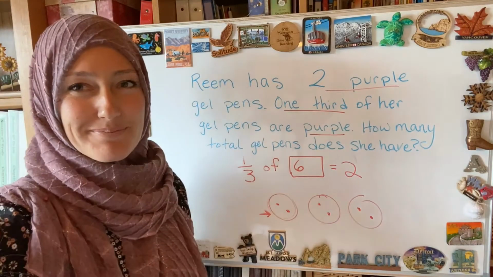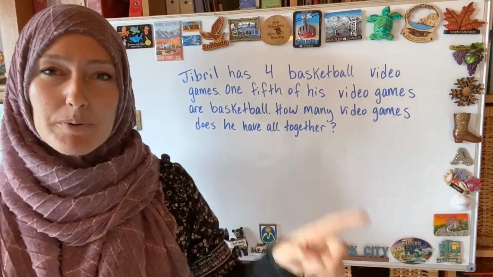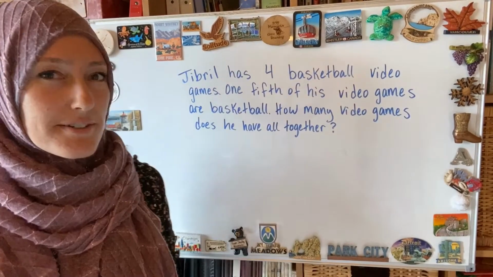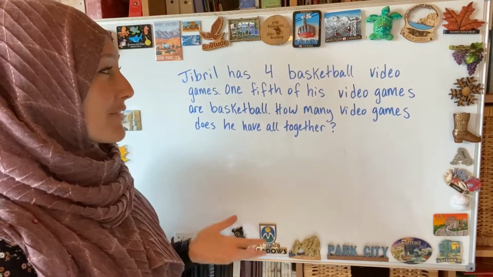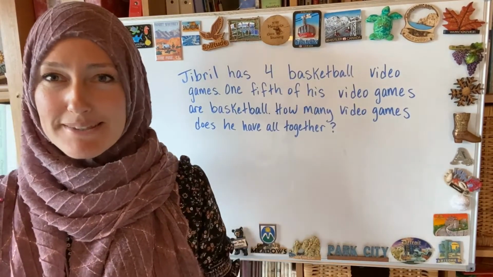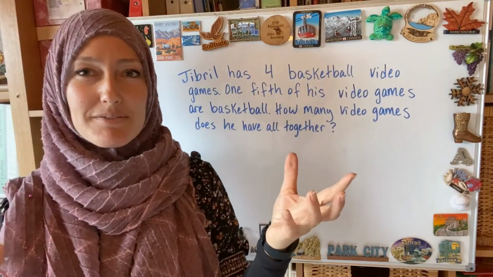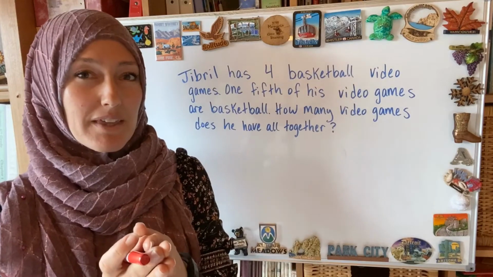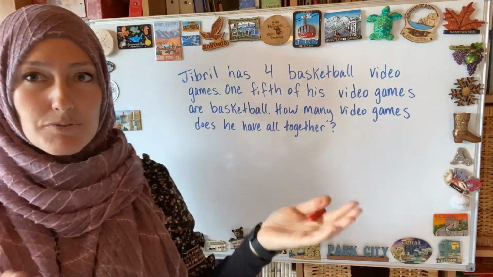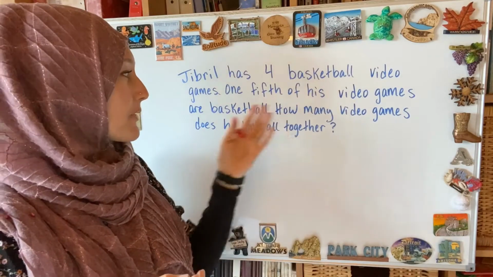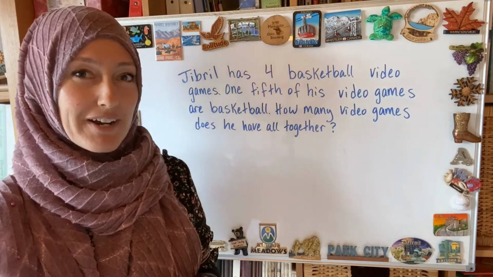So here's one more. Okay, so we want to focus on the important information. Read it once, read it twice to understand. So Jabril has 4 basketball video games. 1/5 of his video games are basketball. How many video games does he have altogether? So 2 pieces of information are talking about the same thing in this problem. 4 basketball video games, there's 4 of them. And the video games that are basketball is also represented with the fraction 1/5.